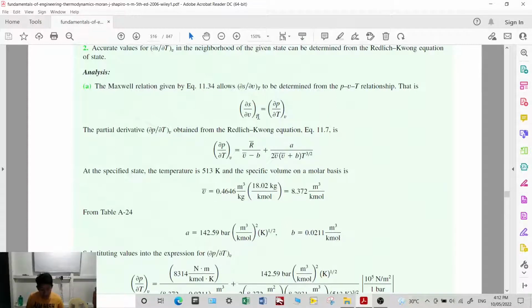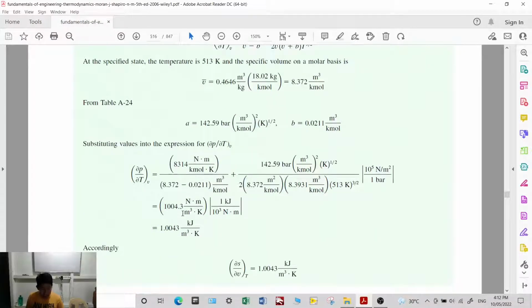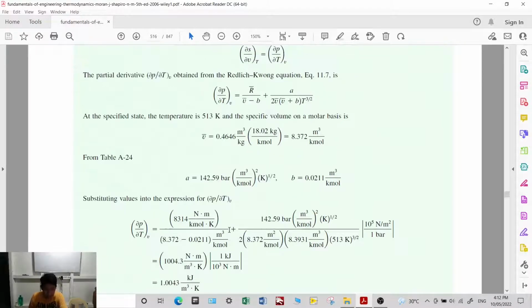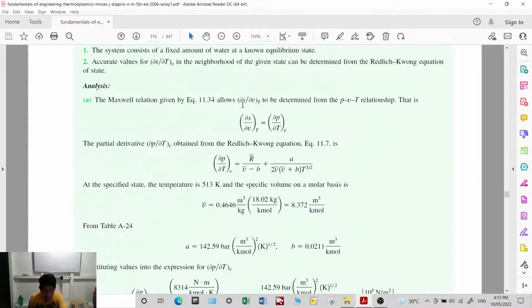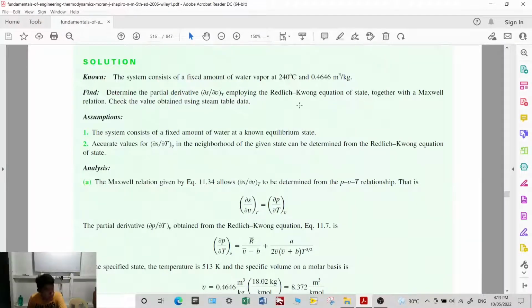Then you can plug in the values, and you will get that it is equal to 1.0043. Okay? So that is the answer, 1.0043, based on the Maxwell relation.